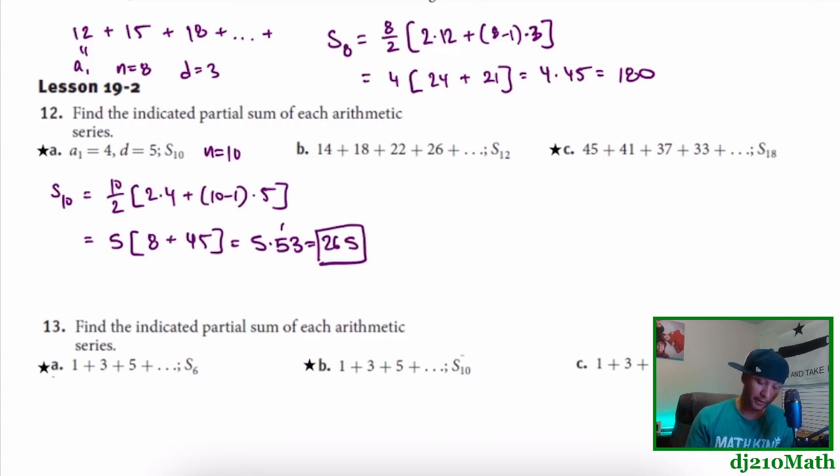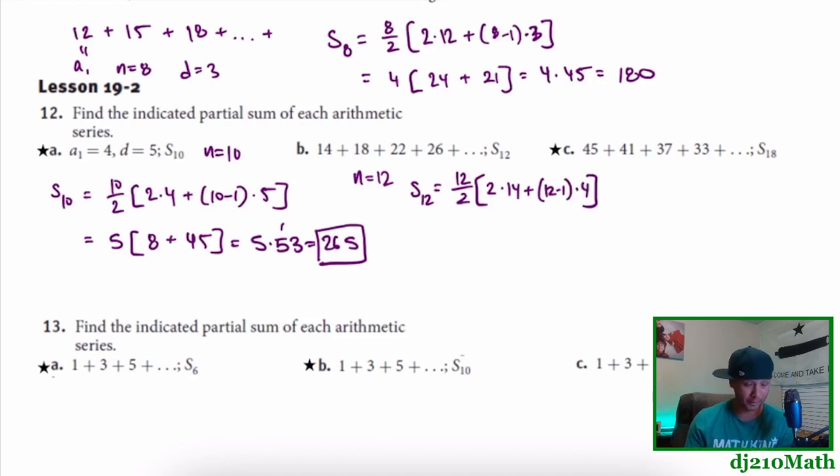5 times 3 is 15, carry the 1, 25, 26. All right, B, we're looking for the sum of the first 12. So n is equal to 12. All right, the sum of the first 12 is going to be 12 divided by 2, times 2 times the first term, which is 14, plus 12 minus 1 times the common difference, positive 4, so times positive 4.